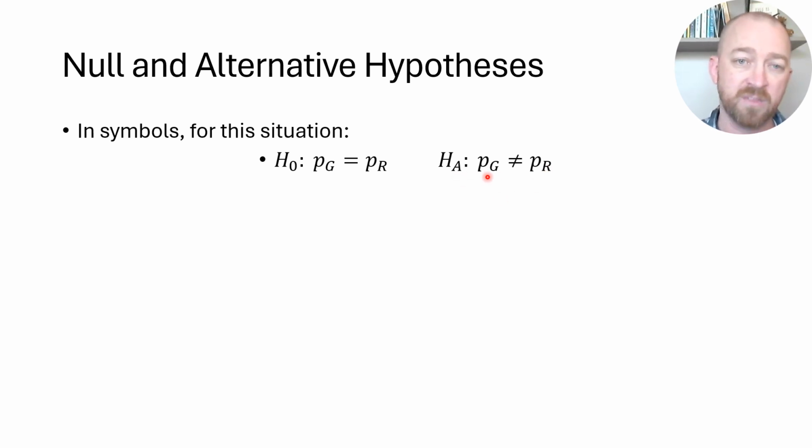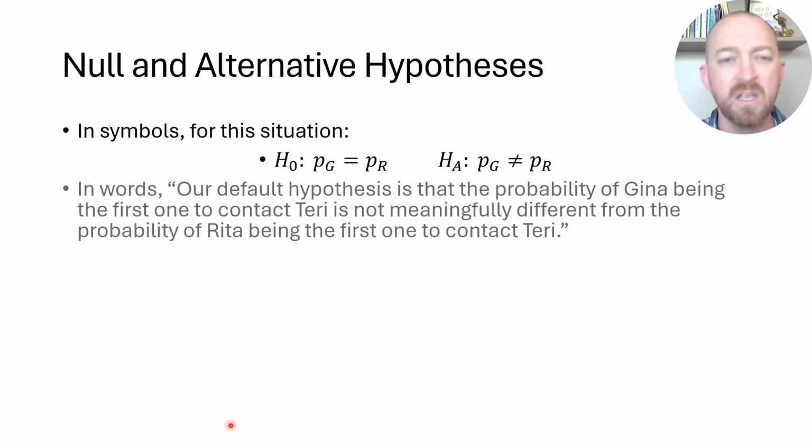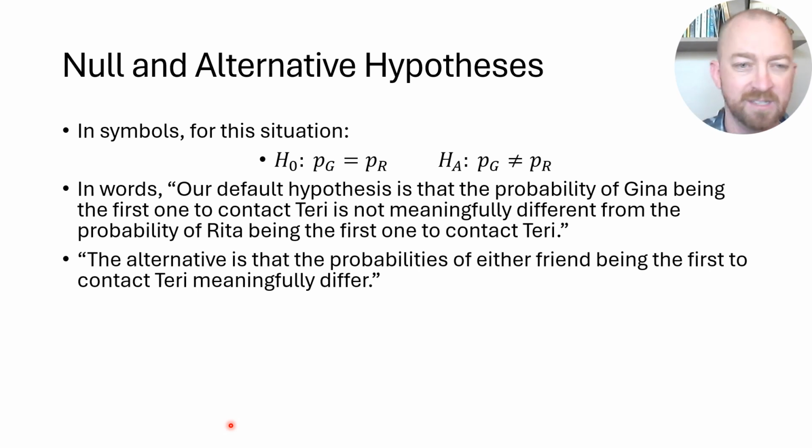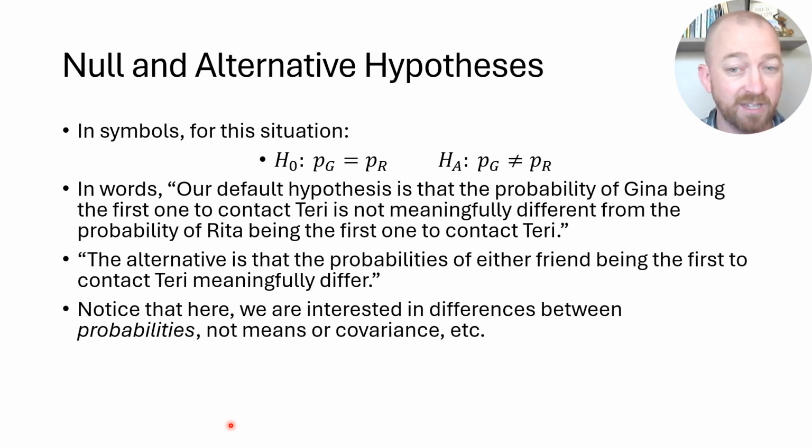It says our alternative hypothesis is that the probability of Gina being the first one to reach out to Terry isn't the same as the probability of Rita being the first one to reach out to Terry. So then here's that same thing in words, as I just said. And again, the alternative there, just like I said, okay? So what we're interested in, again, is not necessarily how frequently they occur. We're going to use that to sort of assess whether these hypotheses are true. What we're really interested in is, are the frequencies different from each other enough that we can go ahead and assume that they have different underlying probabilities of being the first one to contact Terry? Okay. Yes, again, not interested in means, not interested in covariance, nothing like that. We're interested in the probabilities.